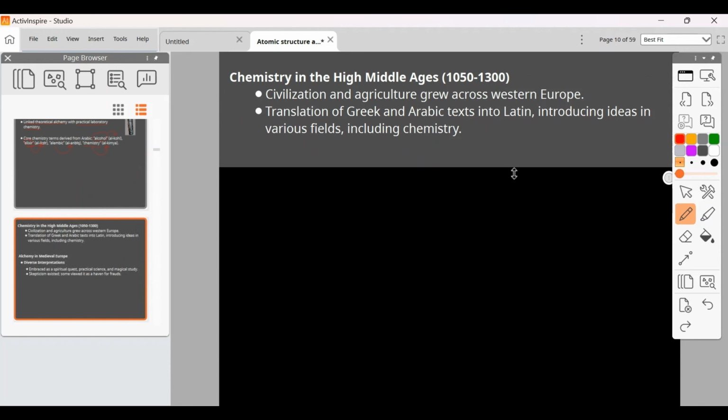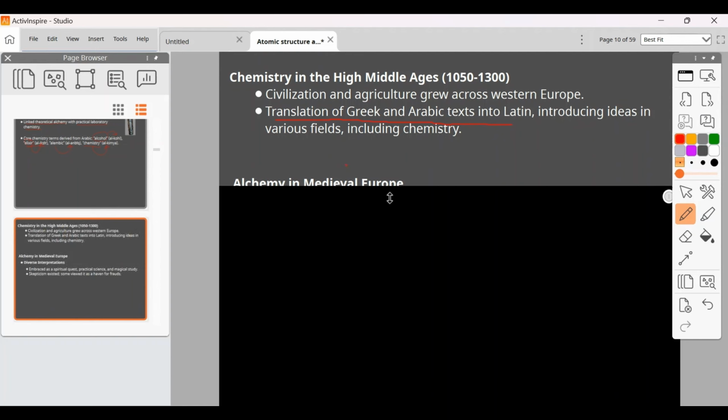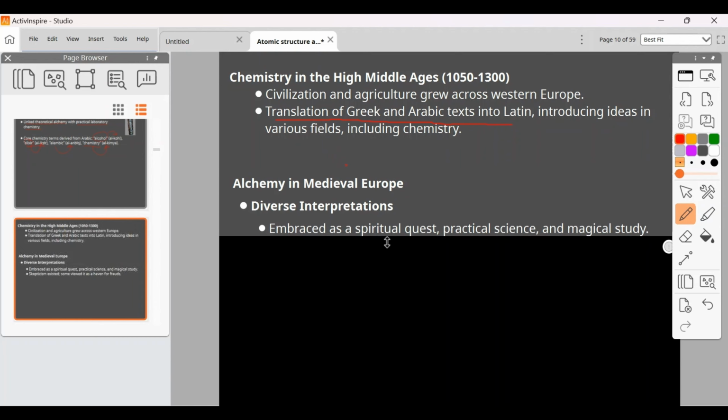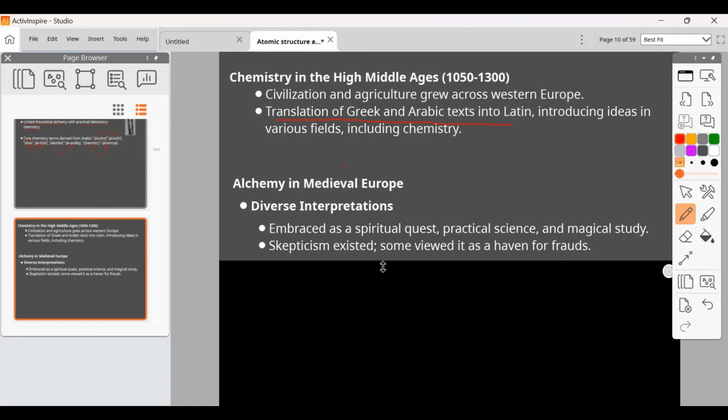Chemistry in the High Middle Ages: civilization and agriculture grew across Western Europe, and then translation of Greek and Arabic texts into Latin, including the ideas in various fields, including chemistry. This had led to the Middle Ages development.